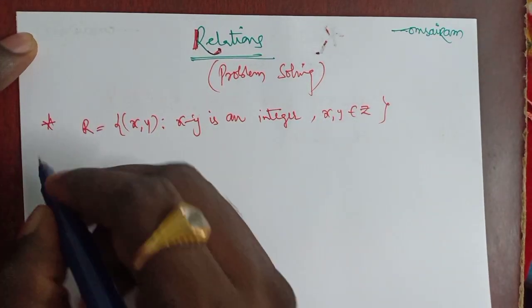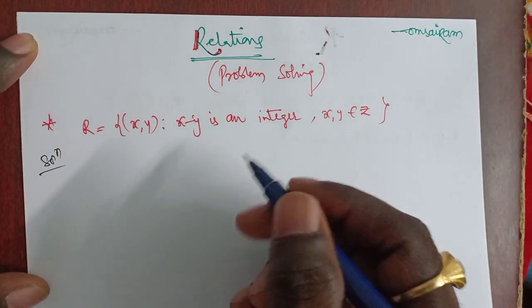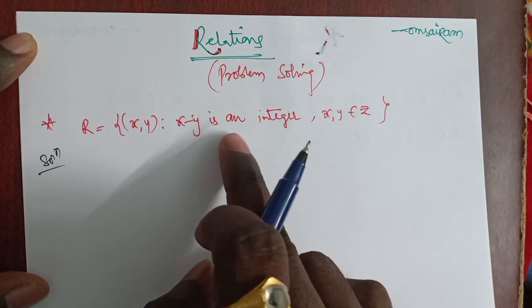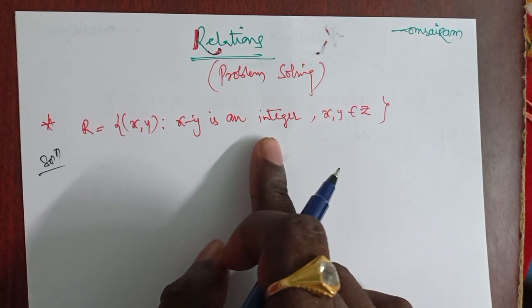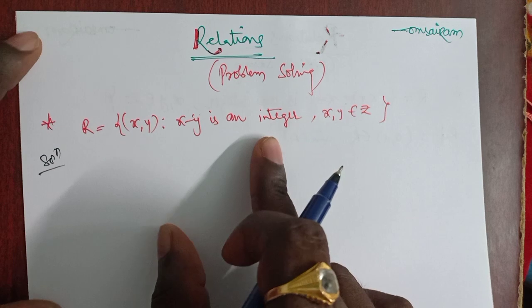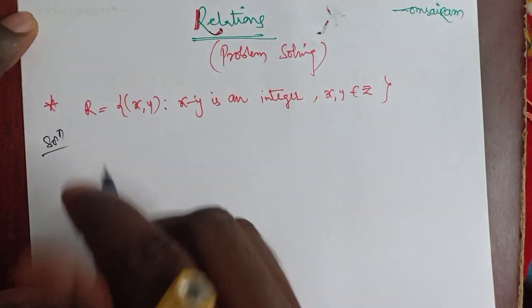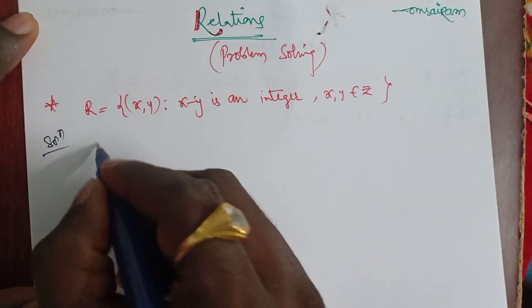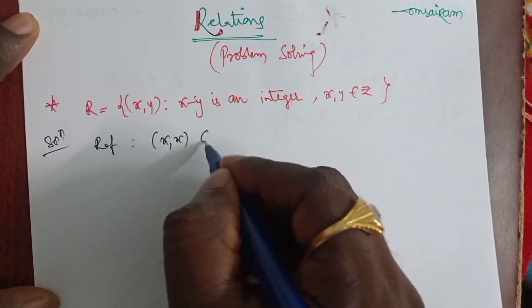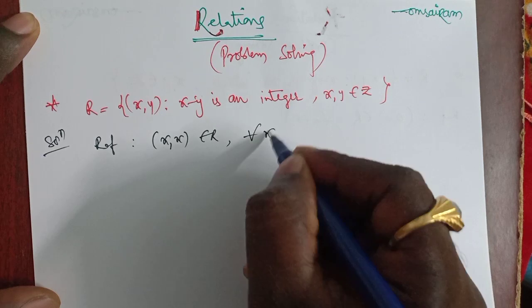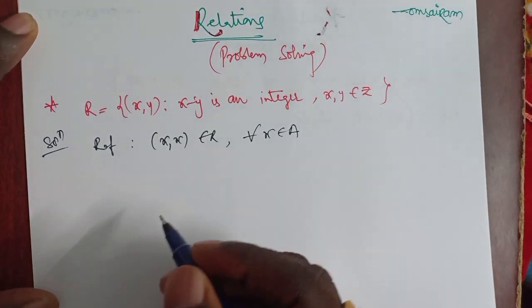Now see the solution. So check whether it is reflexive, symmetric, or transitive. If it satisfies reflexive, symmetric, and transitive, then it is an equivalence. Now the first one is reflexive. Coming to the reflexive, (x, x) belongs to R for all x belongs to A.